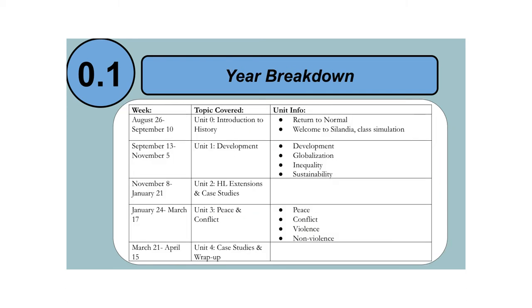Now, this is the unit breakdown, and this will be the last thing we do before we end this particular lesson video. So at the beginning, we have Unit 0, which is our introductory unit, and that's what we're working on right now. We're getting back to normal, getting to know each other, and then I'll introduce you to the class simulation. And then our first unit is going to be development. In this development unit, we're going to talk about global development, globalization policies, and the inequality that has developed throughout the world, especially through globalization policy, and then all aspects of different types of sustainability throughout the globe. So we will be working on that from about September through November.